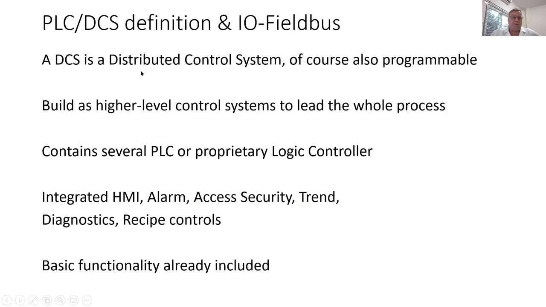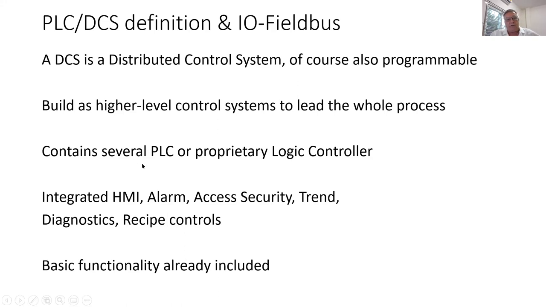A DCS, a so-called distributed control system, you can also, of course, program. But the purpose of a DCS is a higher control system which leads the PLCs as a sub-level. But a PLC, remember, is normally only to control some specific equipment, but a DCS will control the whole plant. So it brings that all together.